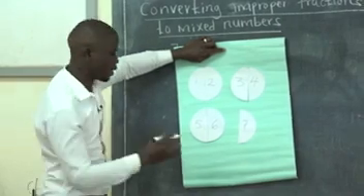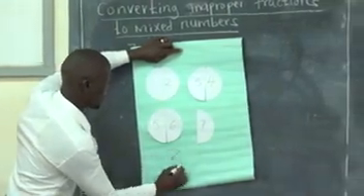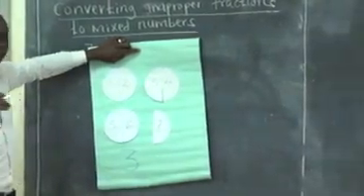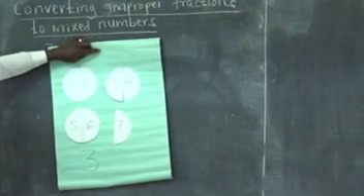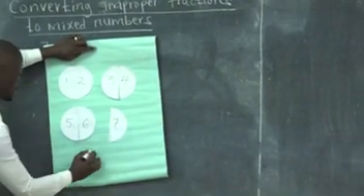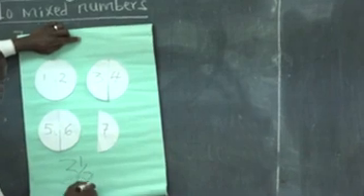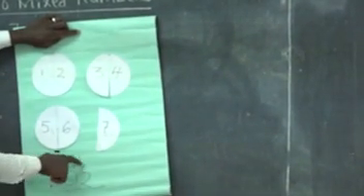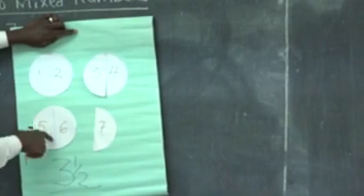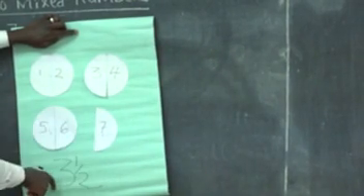How do we write it? 3 will be written like that. It forms a whole number. And the remaining half, we add it here. So, what do we get as the answer? The answer is 3 and 1 half. 3 complete circular cutouts and 1 half remaining.